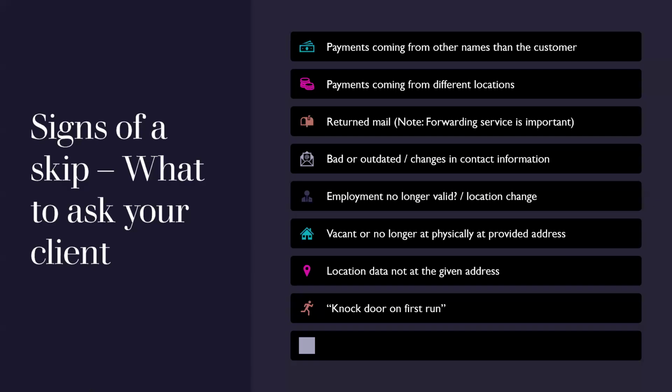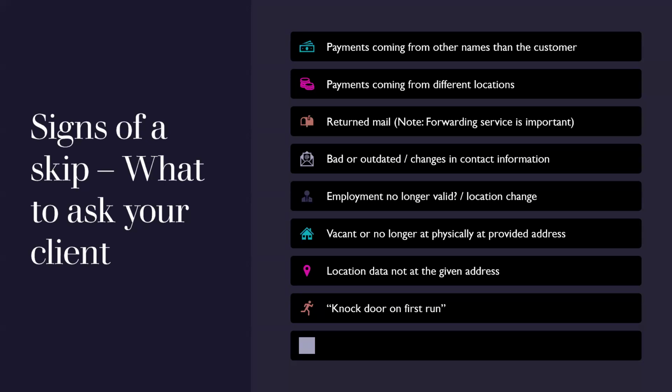Signs of a skip. So, payments coming from other names. You may be chasing John Smith and Mary Smith is the one sending in the payments from a different location halfway across the state or country. Return mail. These are all things that are pretty obvious to us all, but we figured we'd start with the basics. Also, bad and outdated changes in contact information. They may change their address, their POE, phone numbers.